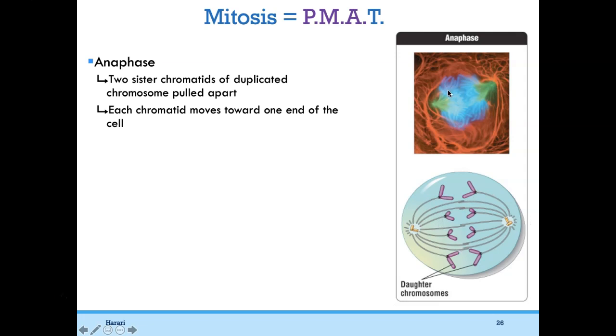So you can see over here, all the blue chromosomes are being split. The microtubules are shown in green, and they're pulling the chromatids to each half of the cell.